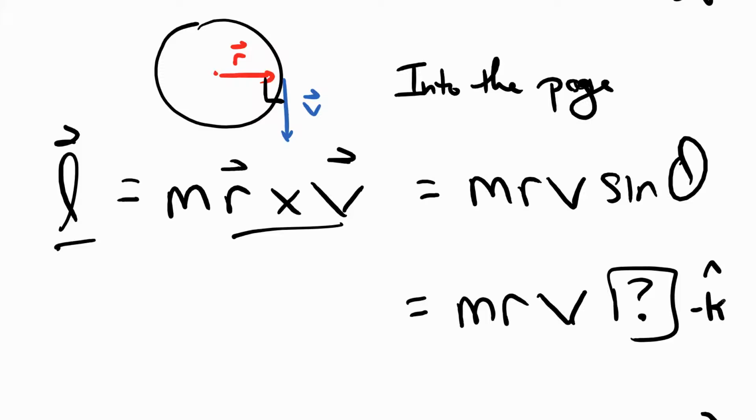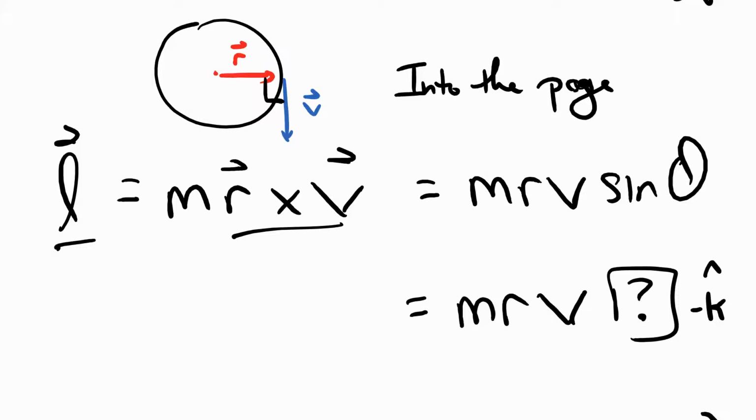Another way to think about this is that you can do a reverse version of the right-hand rule. You know that this is going around the circle clockwise. So if I took my right hand and curled my fingers in a clockwise manner, my thumb points in the direction of L, points down, points into the page.